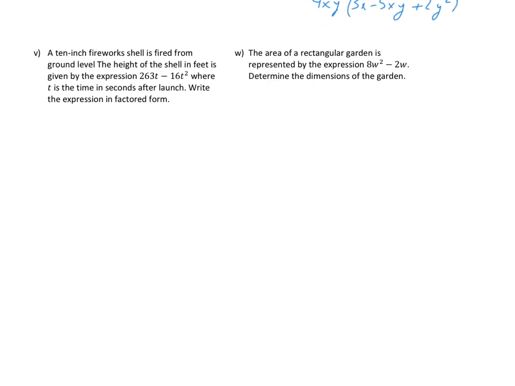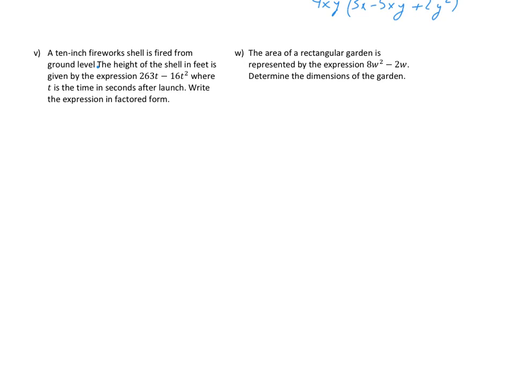All right, last 2 are word problems. I will do V, and I'd like you to do W on your own, and then finish the notes on your own. Letter V, a 10-inch fireworks shell is fired from the ground level. There should be a nice period there. The height of the shell in feet is given by the expression 263t minus 16t squared, where t is the time in seconds after the launch. This is a great problem. It models a lot of Regents level questions. It's asking us to do the same thing. It's just putting it in words and putting it in a story for us.